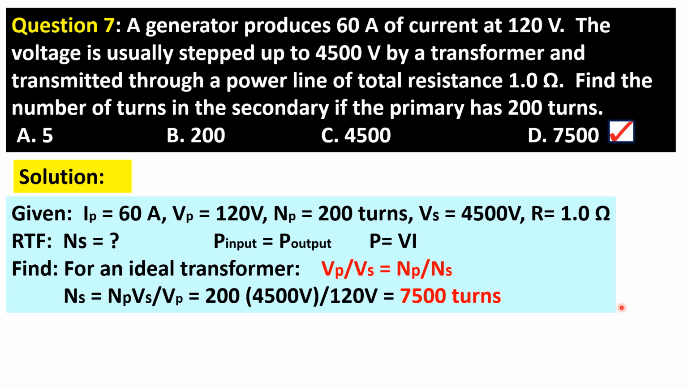The problem is very simple, but sometimes it becomes quite difficult, because you have the tendency to make use of the other given data, which actually are just distractors. So our answer here is letter D, 7,500 turns. All right.